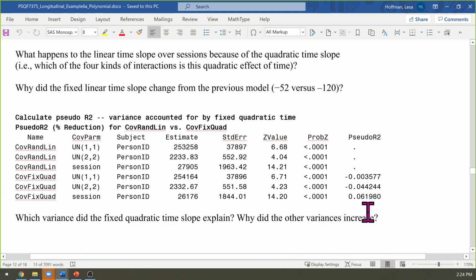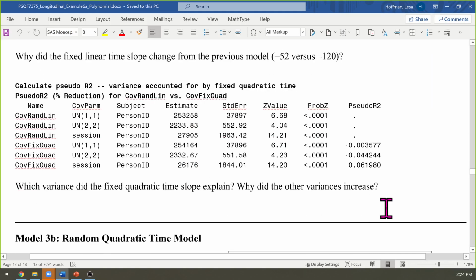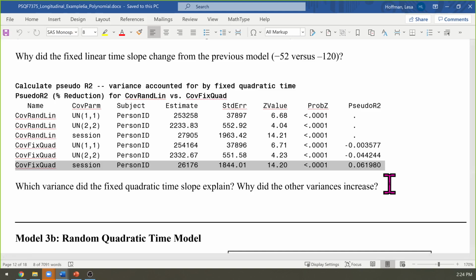And then pseudo R-square effect size. Relative to the previous model, we have captured another 6% of the level 1 residual variance by adding the quadratic effect. So not only is it statistically significant, but it has captured 6% of what we used to call E-variance. All right, questions, comments?